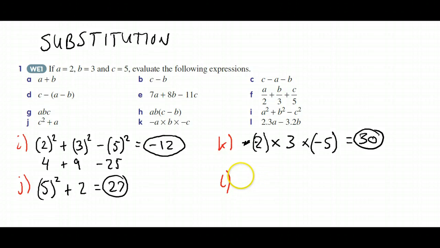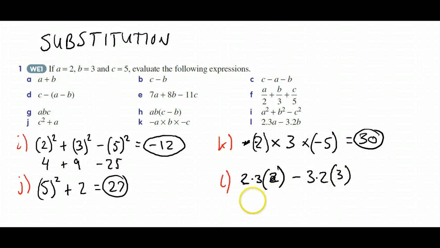And finally, we've got 2.3 times a, which is 2, minus 3.2 times b, which is 3. 2.3 times 2 is 4.6, minus 3.2 times 3 is 9.6. 4.6 minus 9.6 equals negative 5. And there we go, the answer is negative 5.